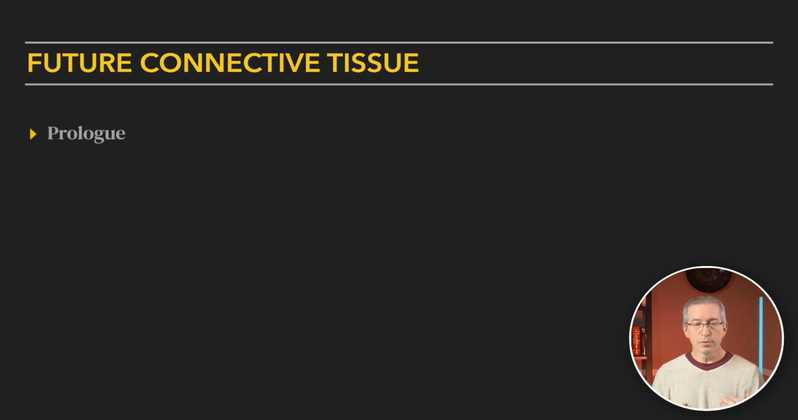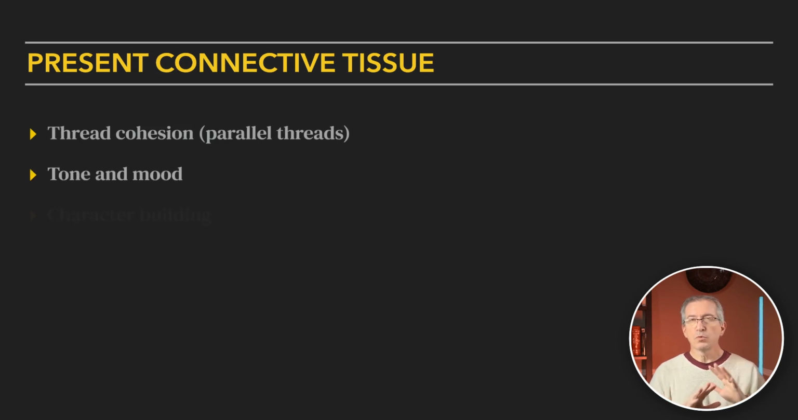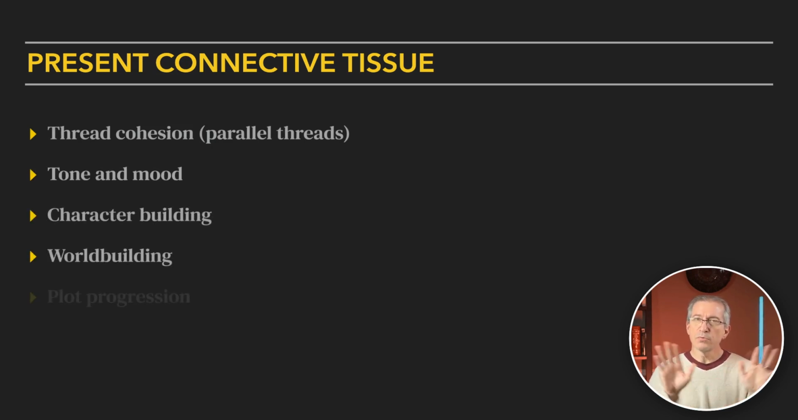So for the future connective tissue, we're going to talk about each of these in detail, but just to list them here: the prologue, foreshadowing, setting up a payoff, not the payoff itself, the plot, how that builds over time, plot twists, and also red herrings. In terms of present, we'll talk about that thread cohesion that I mentioned, two threads that you want to echo between one another, the tone and the mood, building character, building world, and progressing the plot.